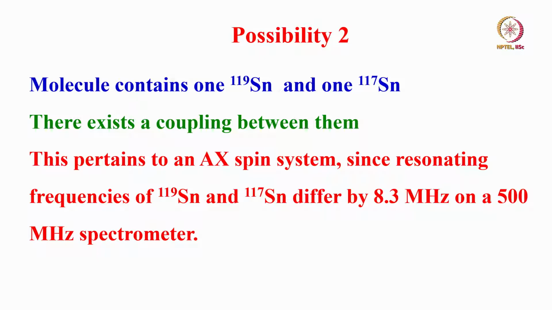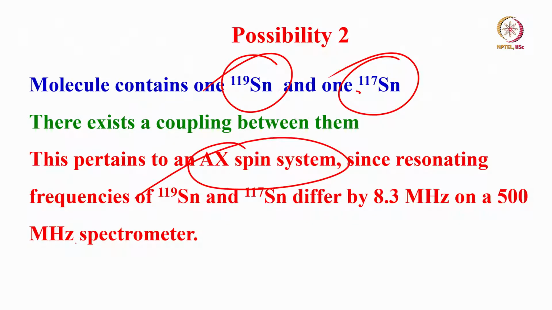Consider one possibility where the molecule contains one 119 and one 117. There are two tin isotopes, both NMR active and both spin-half, both almost equally abundant, and both with very good sensitivity. That means there may exist a coupling between these two, which are adjacent to each other. When you have a coupling between these two, we call it an AX spin system. I have not introduced the spin nomenclature, I will come to that later, but remember it is called an AX spin system. An AX spin system is two weakly coupled spins, each of which will give rise to a doublet.